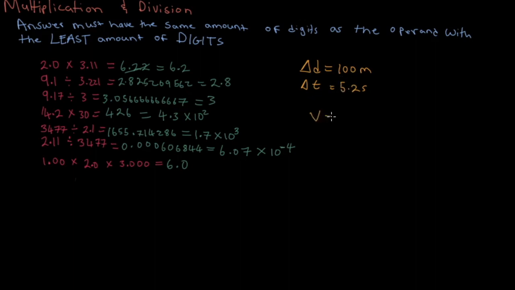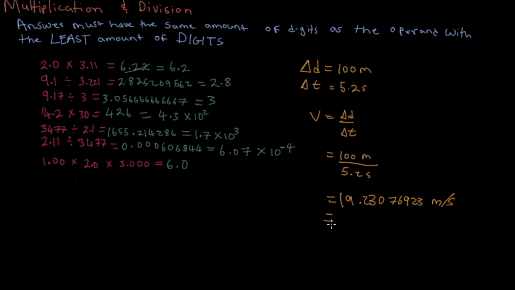How fast is the runner running if he runs 100 meters in 5.2 seconds? Well, the person's speed is going to be the distance, delta d, divided by time, delta t, which is going to be 100 meters divided by 5.2 seconds. Put that into our calculator and you're going to get a really long number. You're going to get 19.230,76923 meters per second, my bad.